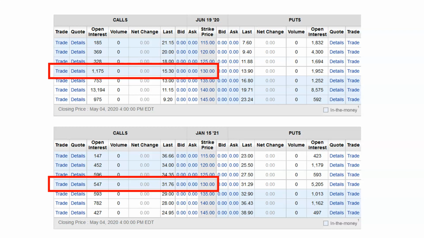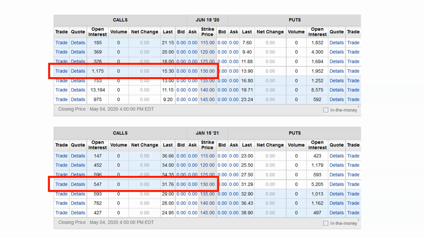Now, we're looking at exactly the same option, the $130 calls in June versus January. Now, what you're going to see here, if we just use the last price that's traded, because this trades every day, it's a pretty active contract. The Junes, we're going for about $15.30. The Januaries go for $31.76.